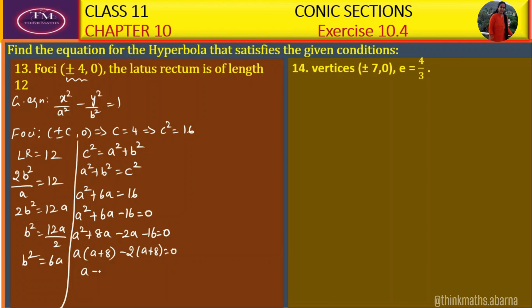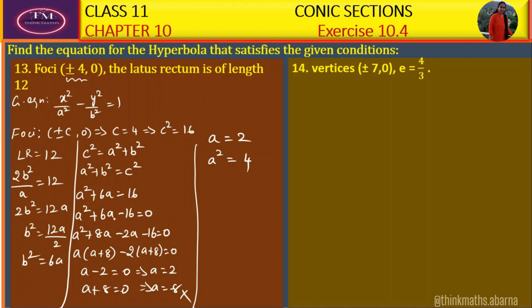That means a minus 2 is 0 and a plus 8 is 0. That means a is equal to 2 or a is equal to minus 8. Negative value is not allowed. So a will be equal to 2. So a square equal to 4. If a is 2, what is b square? It is 6 into 2, which is 12. So b square equal to 12. Therefore, what is the equation? X square by a square, so x square by 4 minus y square by b square, which is 12, equal to 1. This is the equation of the hyperbola.